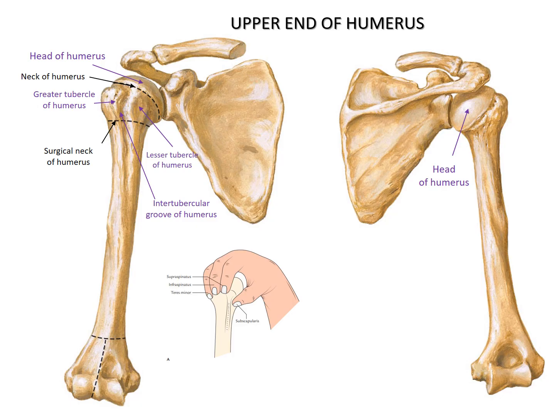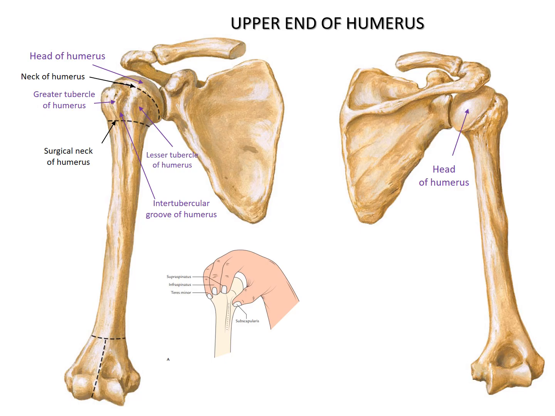The upper end of the humerus presents the following 5 features: head, neck, greater and lesser tubercles, and intertubercular groove. The head is smooth and rounded and forms less than half of a sphere. It is directed medially, backwards and upwards. It articulates with the glenoid cavity of the scapula to form the glenohumeral or shoulder joint.